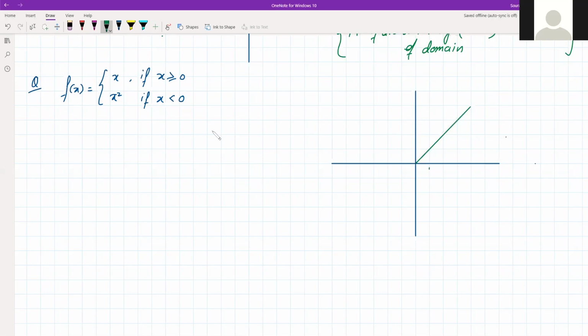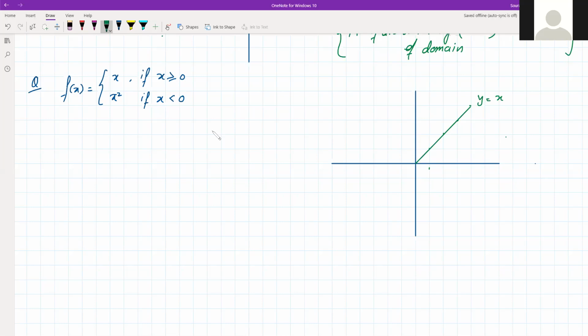So if x is 1, y is 1. So this is 1 comma 1, this is 2 comma 2, this point is 3 comma 3. So this is our graph, y equals x, or f(x) equals x. Coming to the next part, that is x square. The portion of the graph which is to the left side of the y-axis, or left side of x equals 0, is actually the function x square. So 0 square is 0, so it will remain here.